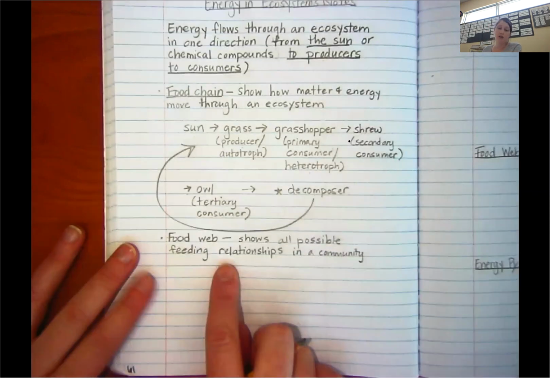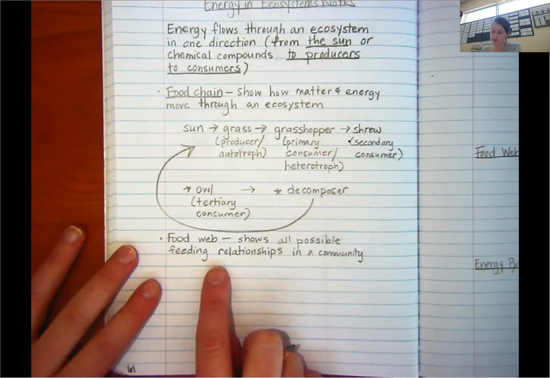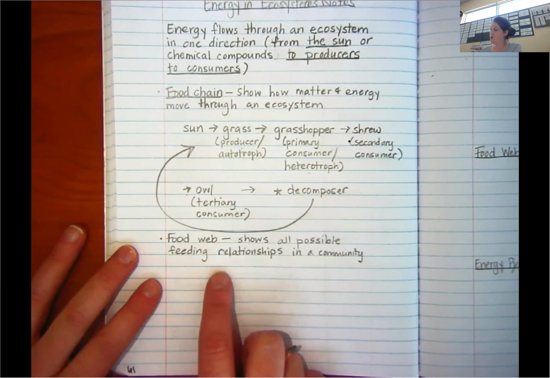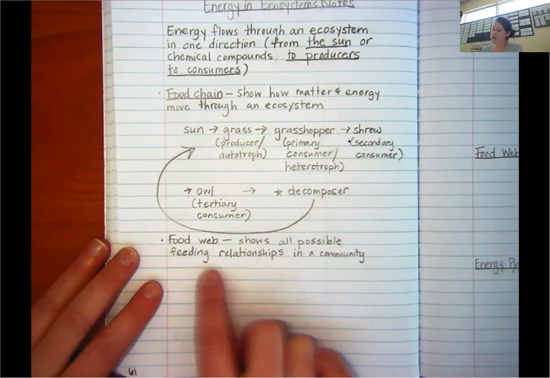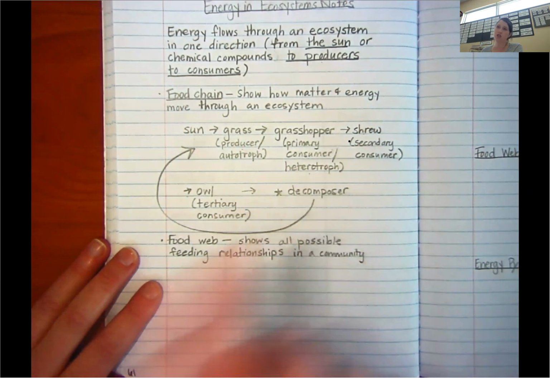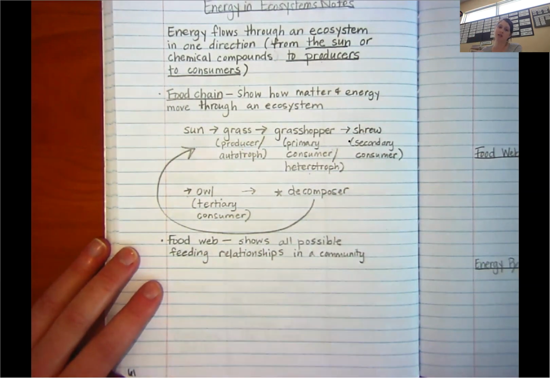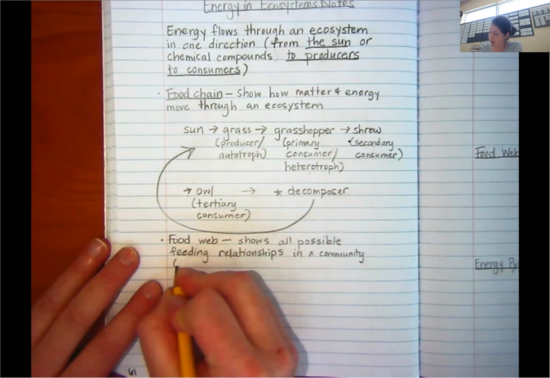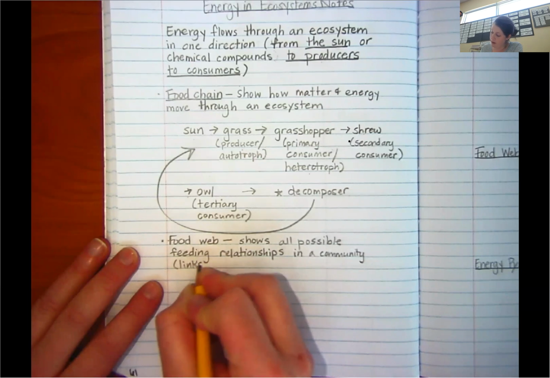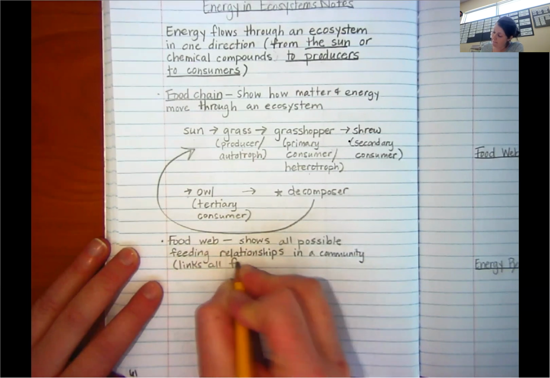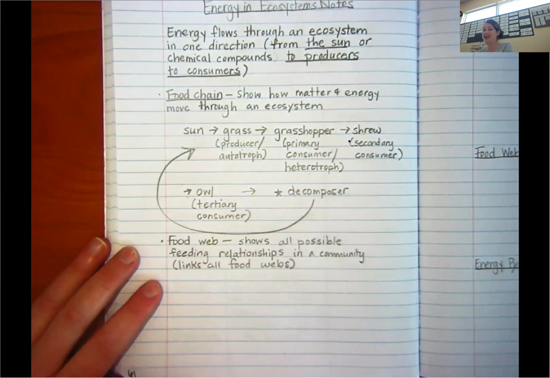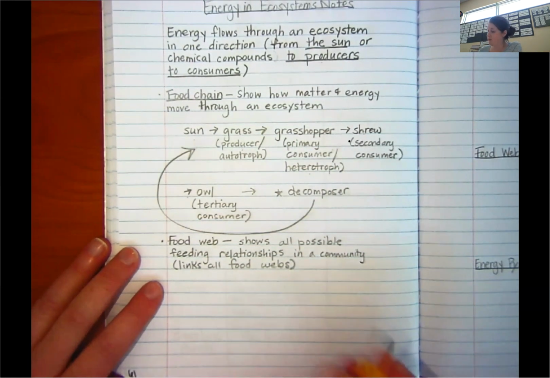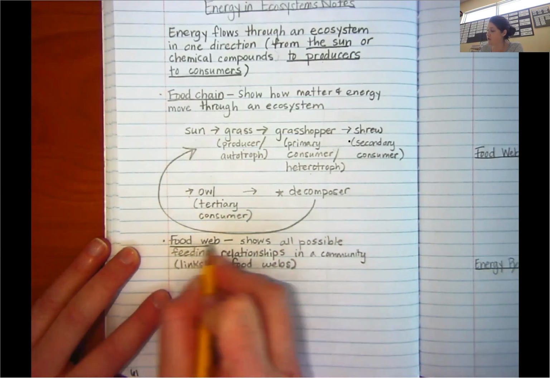I'm going to have you look this up on your own as far as what it looks like. So you can find examples and that'll be part of your output. But the concept is that it's all the food chains showing all the different directions that energy could flow. It basically links all food webs. And it still has the arrows showing the flow of energy, not what eats what. That's important. Okay, so that was food web.